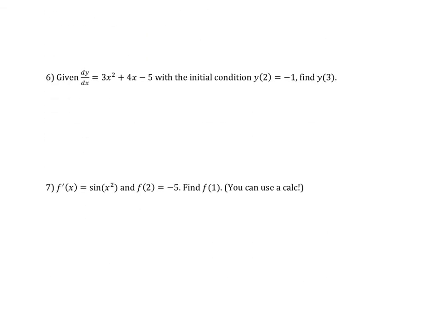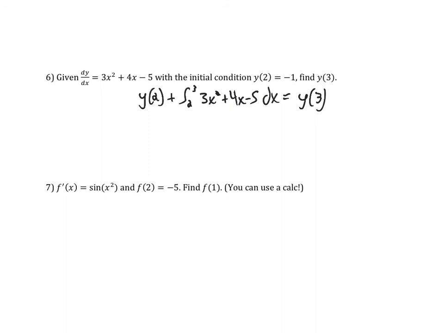All right, so it says, given dy over dx equals 3x squared plus 4x minus 5, with the initial condition that y of 2 is -1, find y of 3. So let's remember, if we want to find y of 3, we need to know where it starts at y of 2, which we'll fill in a second, plus the change from 2 to 3 of my function. That's going to tell me where I end up, right?